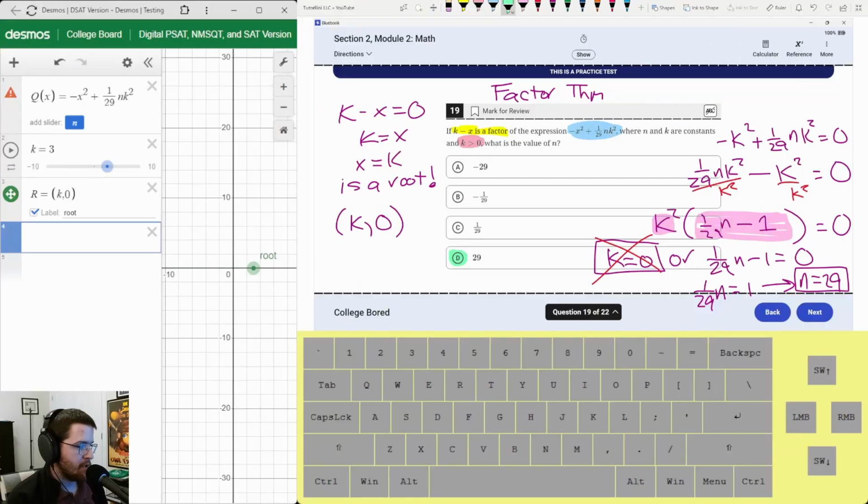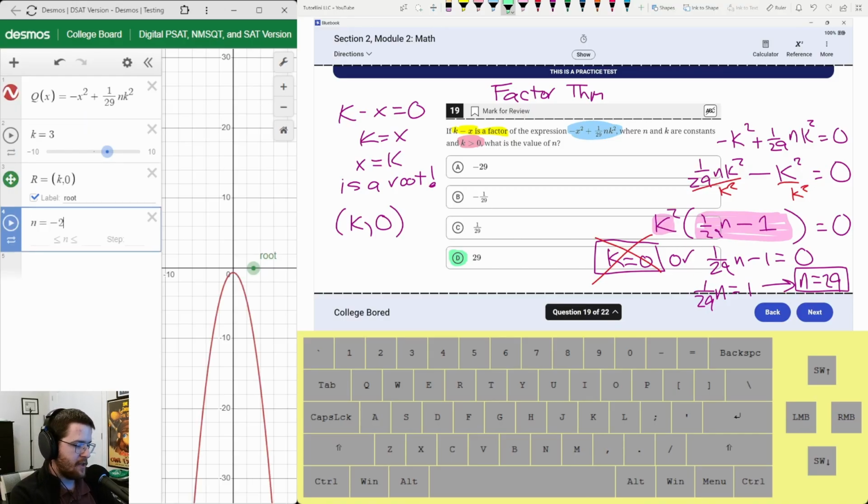Okay, guys, so all I did was type in the function from the question. I just called it q of x for question. I labeled the root, which we determined was k comma 0, using the factor theorem. And then I made k equal to just some random positive number. Don't do 1, do 2, 3, 4, 5, something like that. And now I'm just going to start guessing and checking, and we're going to see if this graph goes through the root. So let's do n equals negative 29.